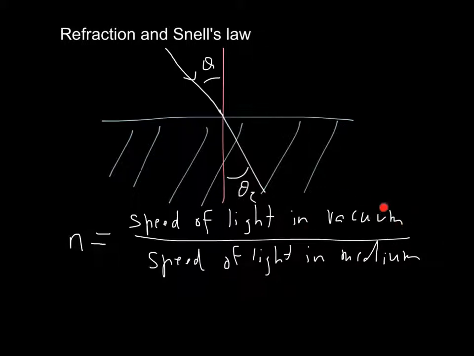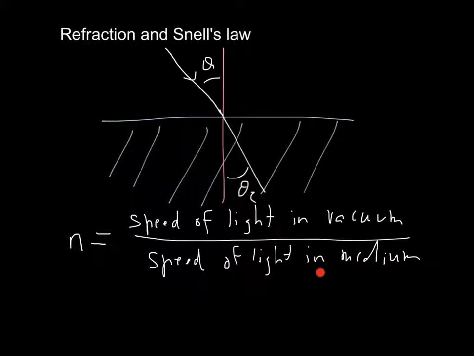Therefore, this number here is always going to be bigger than this number here. So n will always be bigger than 1. The only exception is if light is traveling through vacuum, or through air, where there's almost no difference with vacuum. In this case, n will be equal to 1. So the minimum value that n can have is 1, and otherwise, it will always be bigger than 1. Typical values of n are 1.3, 1.5, something like that.